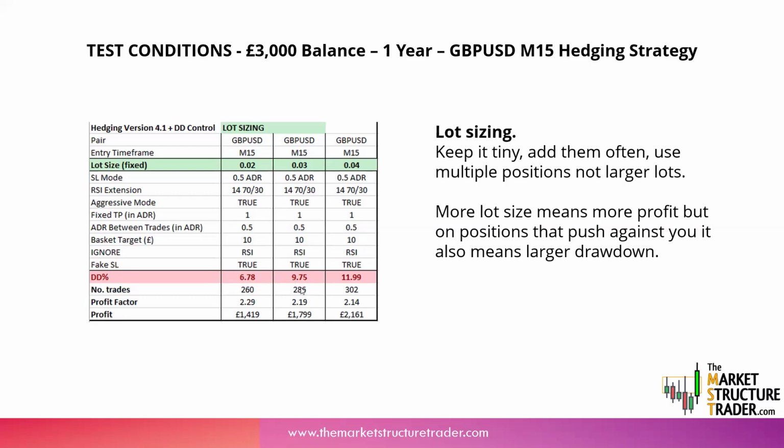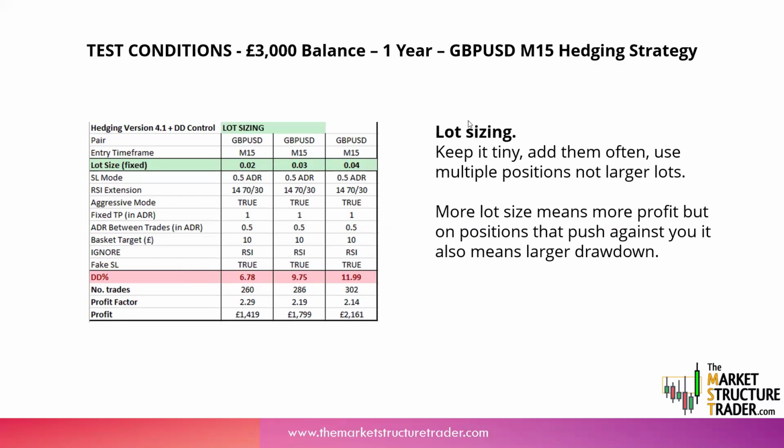It went up to a 0.04, exactly the same criteria, exactly the same strategy, exactly the same entries with a 0.04. Drawdown jumped up to 12%, made 2,000. So made another £700 profit, which is great. But look at the drawdown difference. It's almost double the drawdown.